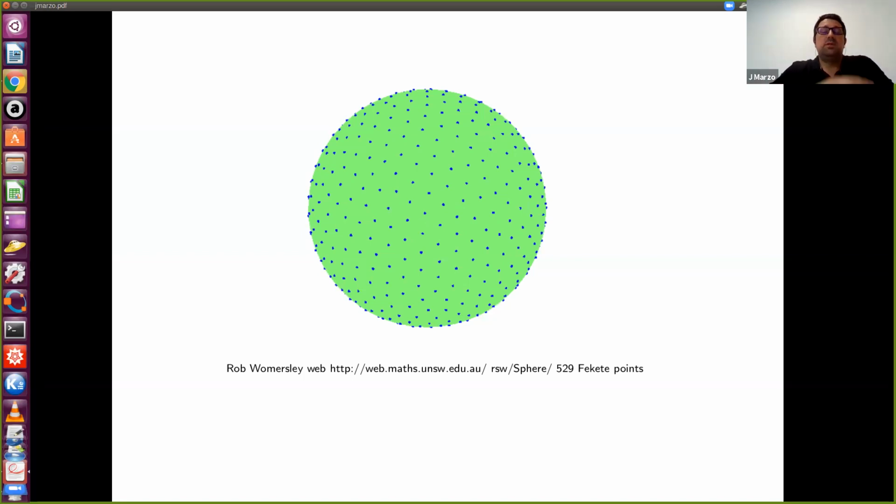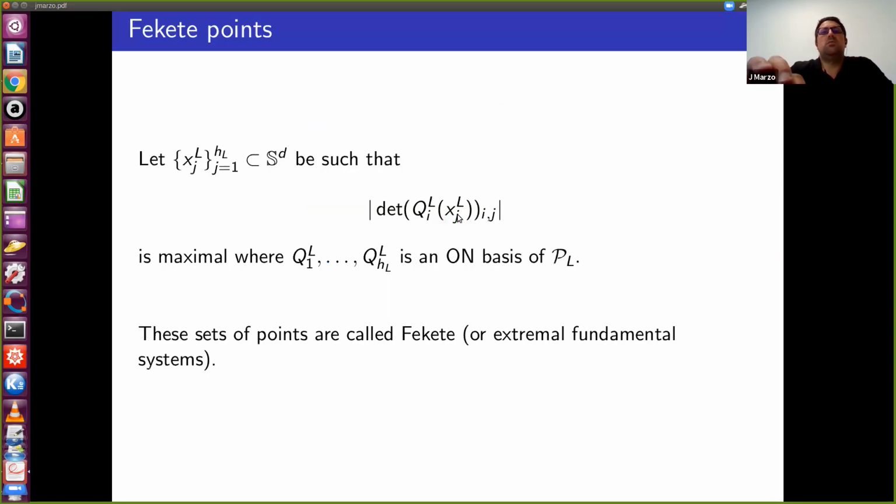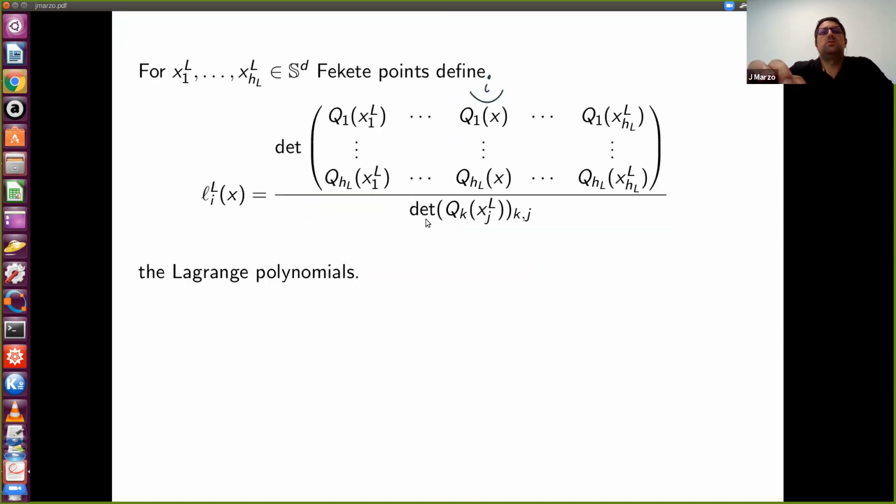Once you have these Fekete points, you can do this in general, but for these Fekete points I'm going to define the corresponding Lagrange polynomials. Here I have the definition. I have my points, which are Fekete points, and I define the following. Here I have this determinant, the same quantity, without these absolute values. So I have the determinant of a basis in the points.